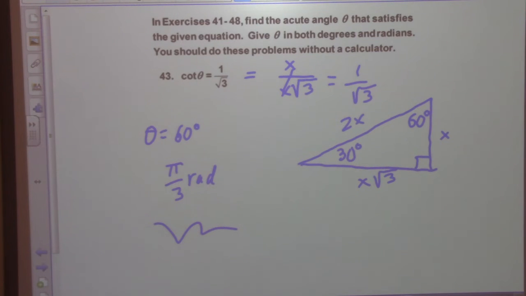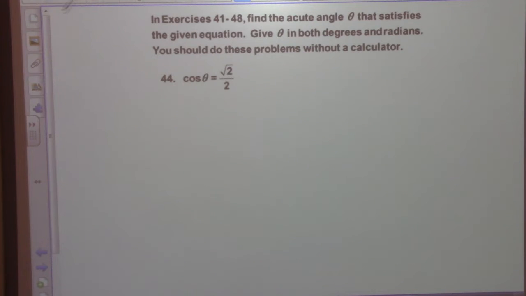Let's look at this. Let's look at 44. So Carmen, you want to do 44 instead? Yeah, Carmen will do 44. Gave Carmen a hard one.